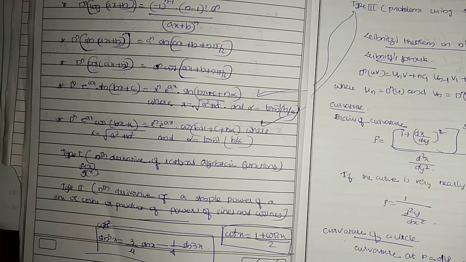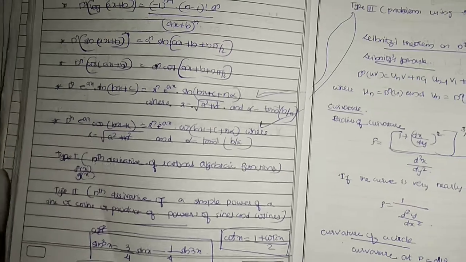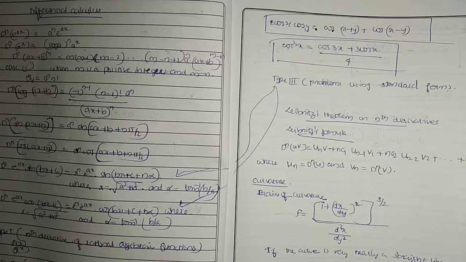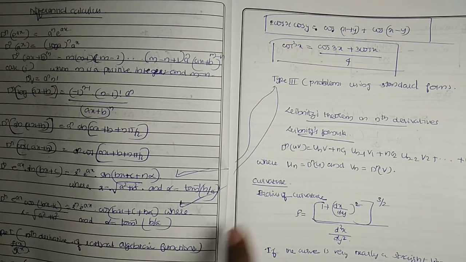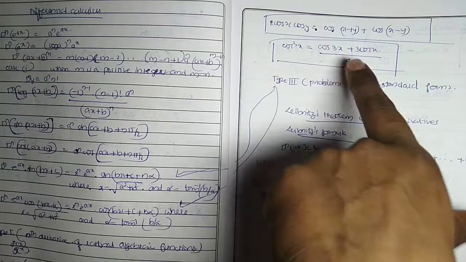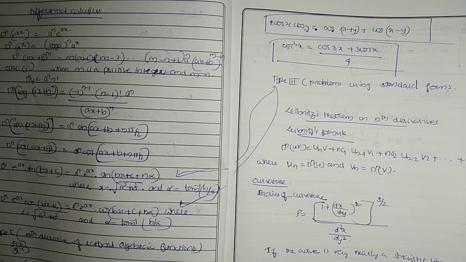Remember these equations; they are very important. Sine cube x is equal to 3 by 4 sine x minus 1 by 4 sine 3x. Cos square x is equal to 1 plus cos 2x by 2. Cos cube x is equal to cos 3x plus 3 cos x by 4.